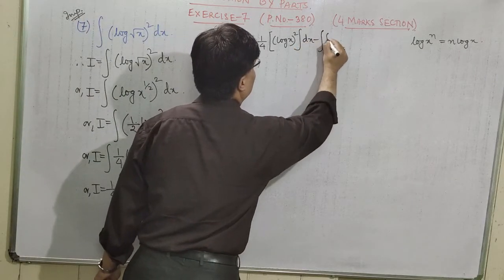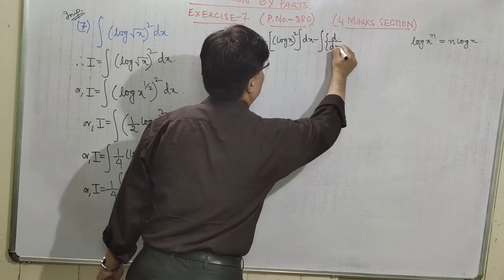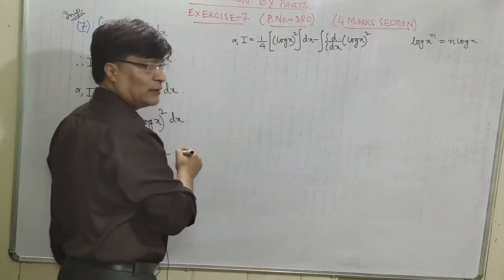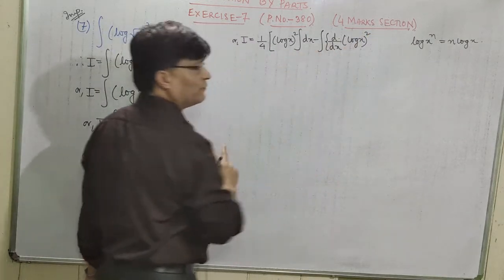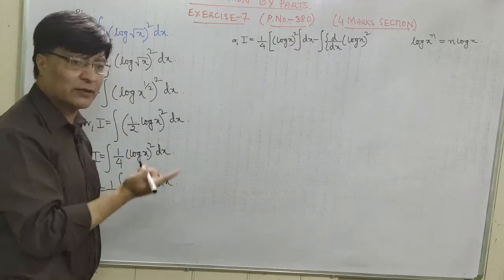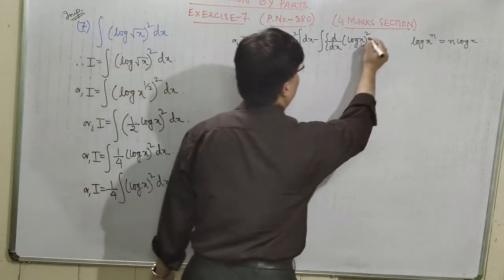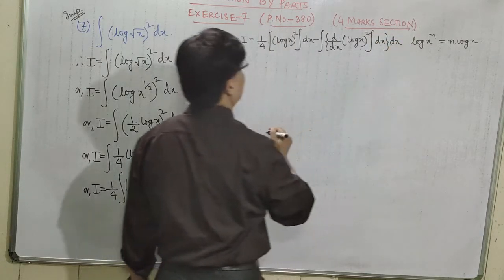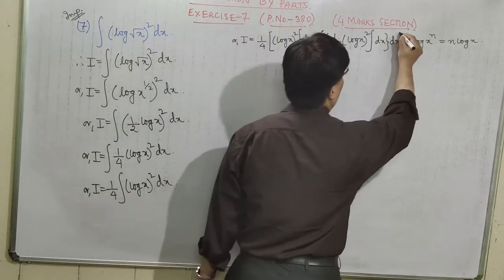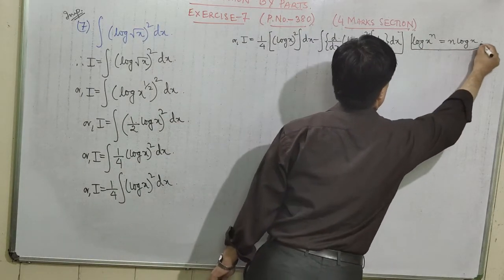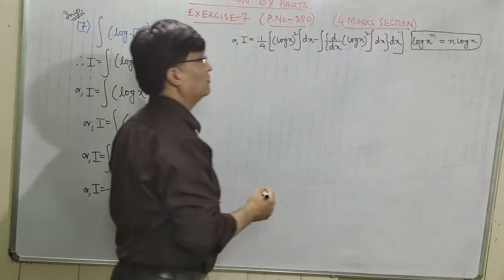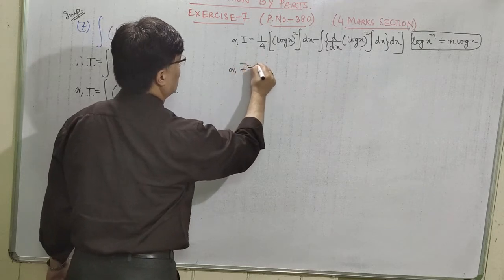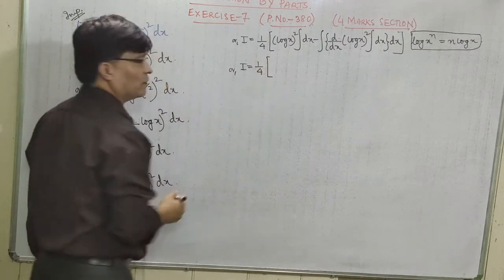Dx minus integration of second bracket. This is your dy/dx of the first function, that is, you have to take the differentiation of the first function with respect to x, then the integration of the second function, that is integration of dx. Second bracket closed. Then what do we write? dx. Is that clear? Then third bracket is closed. And this uses the properties of logarithm. So next, I is equal to 1/4 within third bracket.